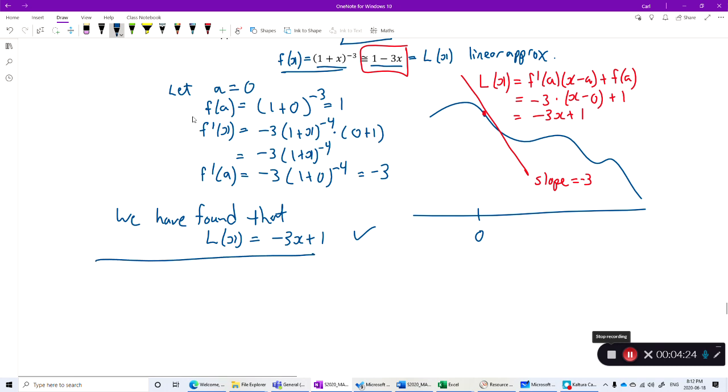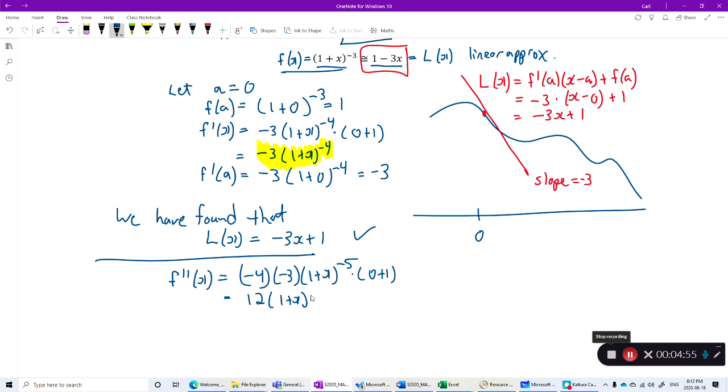So this is where it would be good if we find the second derivative. What is the second derivative of f? So let's go back. Where's the first derivative? There's the first derivative up here. What is the second derivative going to be? I'll bring down the -4, (1 plus x) now to the -5, times the derivative of the inside, which is 0 plus 1. So I get 12 times (1 plus x) to the -5. So what's the second derivative at a? a is 0. So it's 12, positive.